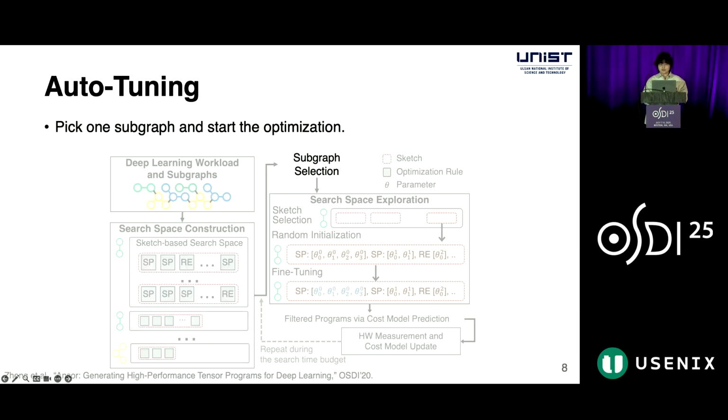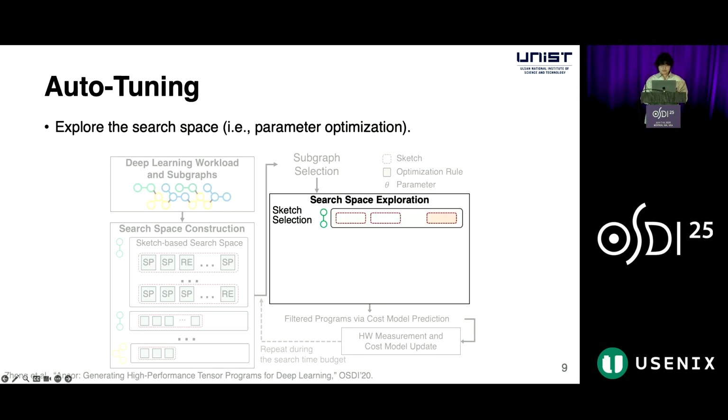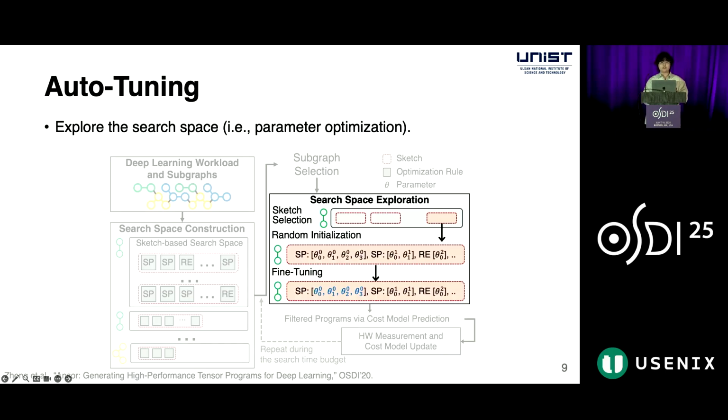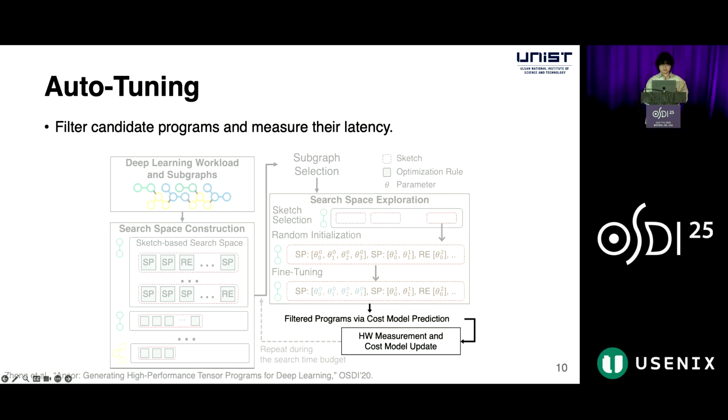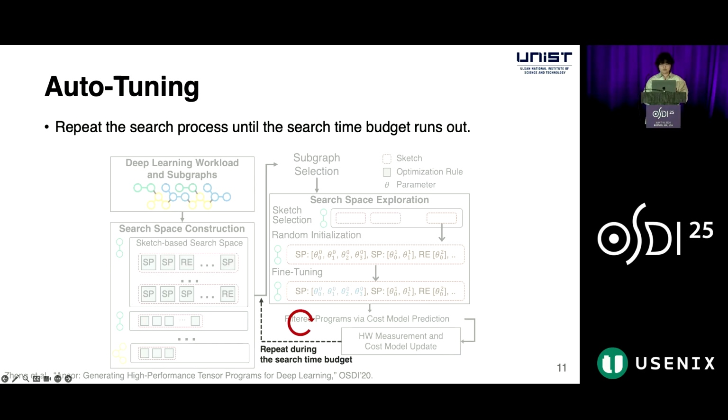Once the search space is ready, Ansor picks one subgraph and starts tuning it. First, Ansor picks one sketch from the possible sketches for that subgraph. Then it randomly sets the initial values for the parameters defined by the sketch's rules. Finally, it fine-tunes those parameters using evolutionary search to find the best performing configuration. The generated program candidates are first filtered by the cost model, and then the selected ones are measured on the target hardware. This whole process keeps repeating until the search time budget runs out.